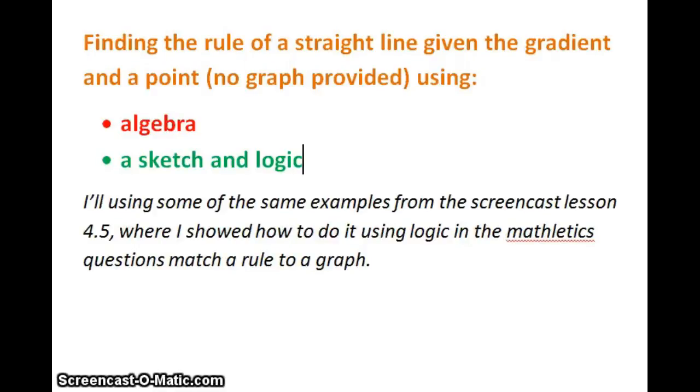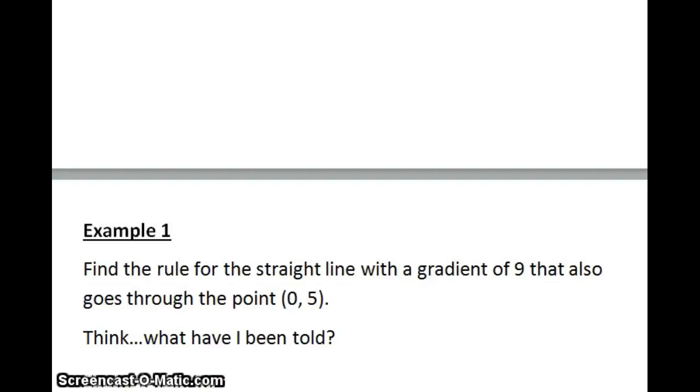G'day again. We're going to look at finding the rule of a straight line given the gradient and a point when there's no graph being provided. And we're going to show you how to use algebra to do it. A bit later on I'm going to show you how to use a sketch and the logic that I used in that lesson 4.5 from mathematics, where you had to match a rule to a graph. Let's look at our first example here.